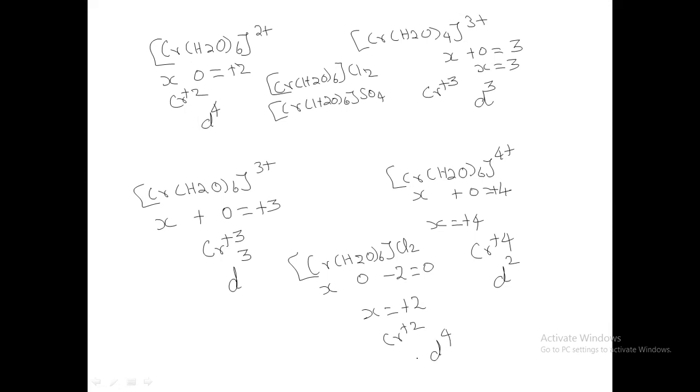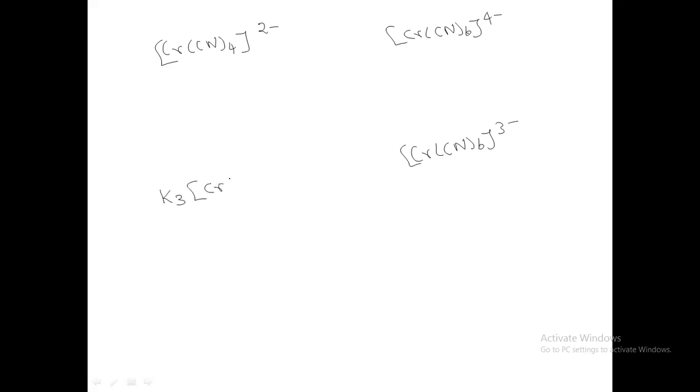Next we will go with a monodentate negative ligand. Here, for a monodentate negative charge, I take cyanido as an example: [Cr(CN)4]2-, [Cr(CN)6]4-, [Cr(CN)6]3-. I'll give the probable cases; the chances are there, for example K3[Cr(CN)6].